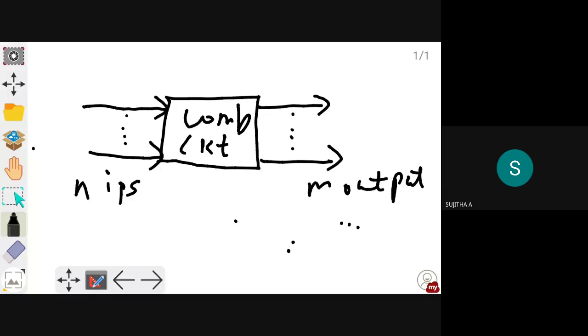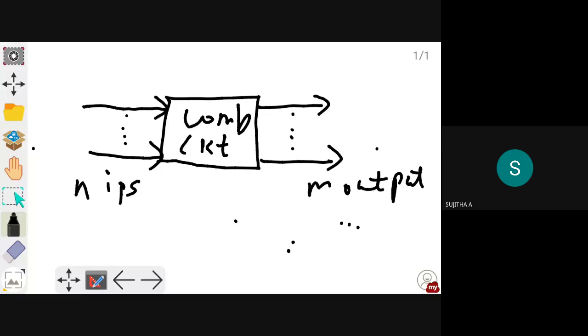So you have n inputs. If you have n inputs, then you can have 2 power n input combinations. And for that n input, if you get m outputs, then the m outputs mean m boolean functions. So எத்தனை output இருக்கோ அத்தனை boolean functions உங்களுக்கு கிடைக்கும், and எத்தனை input இருக்கோ அத்தனை input combination இருக்கும்.